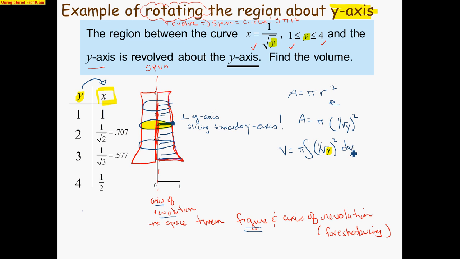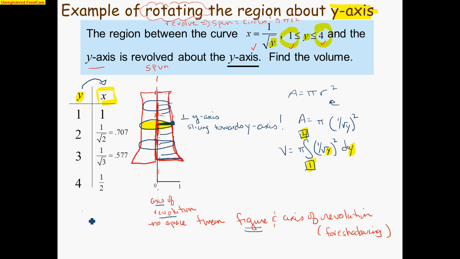But what else has to be a y number? Yes. The limits of integration have to be y numbers, which again in this problem is not that big of a deal because they gave them to you as y numbers. But if they don't, you can figure that out, right? If you have any function, whether it's in terms of x or y, you can get the other coordinate. Yes?